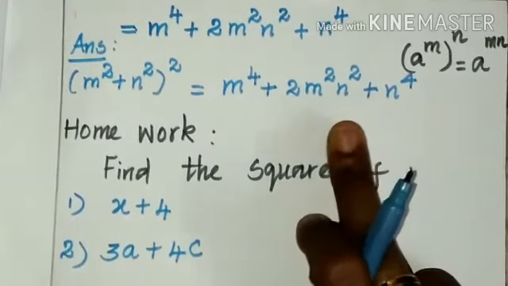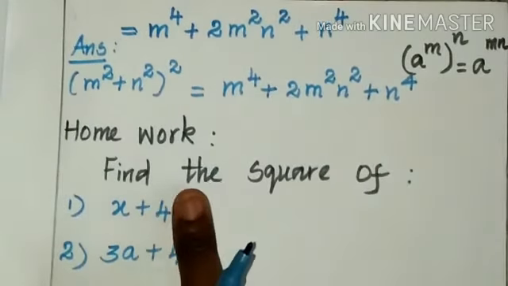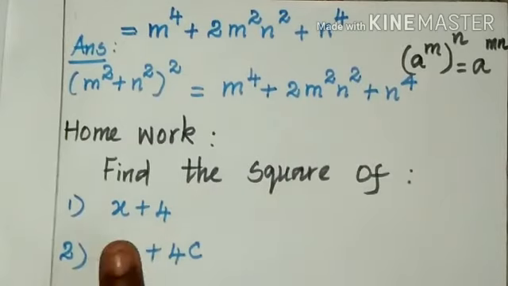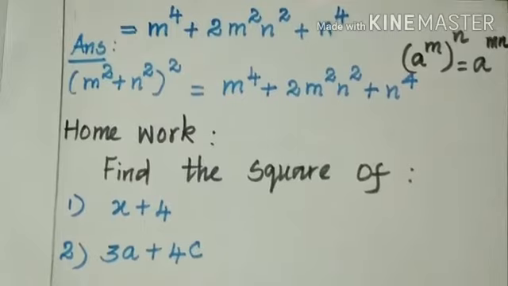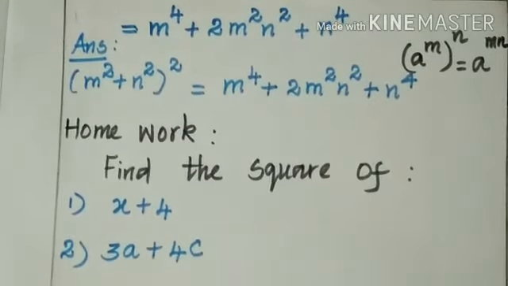Now you do the homework sum. Find the square of, first question, x plus 4. The second one is 3a plus 4c. So copy down these sums in your maths note and finish the given homework. Be safe at home and do it at home.